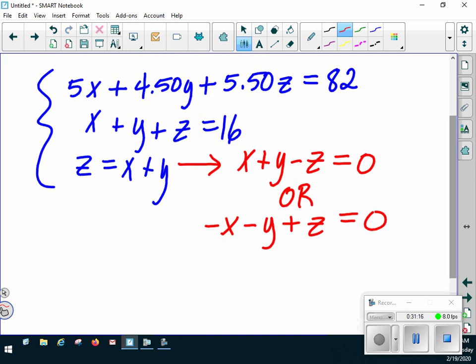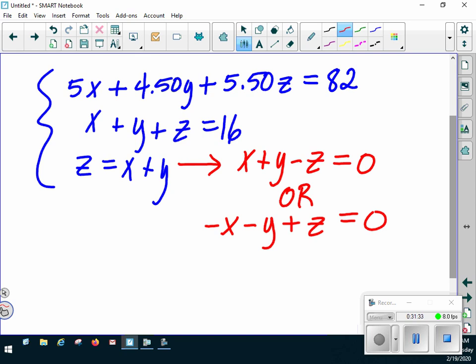Questions about how we got that one set up? Okay, let's talk through your 3 by 3 matrix. What's going to be in the first row of your 3 by 3 matrix? 5, 450, 550. Row 2, 1, 1, 1.